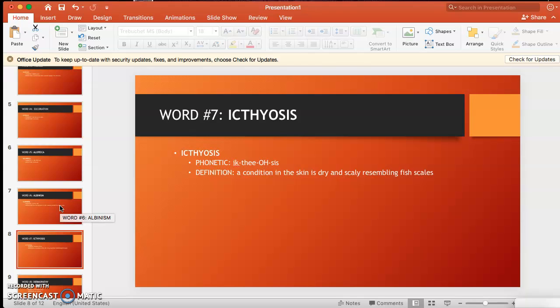Next word here is going to be ichthyosis. Ichthyosis. Condition in the skin that is dry and scaly, resembling fish scales. Ichthyosis.